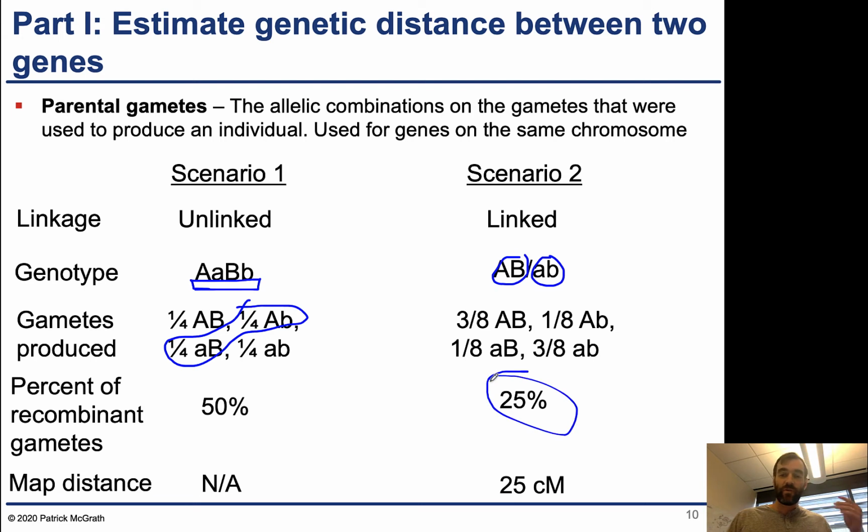And this is simply what we need to use in order to calculate the map distance, which translates to a map distance of 25 centimorgans. So you always need to be thinking about gametes if you want to calculate the map distance. Think about the gametes that are produced.